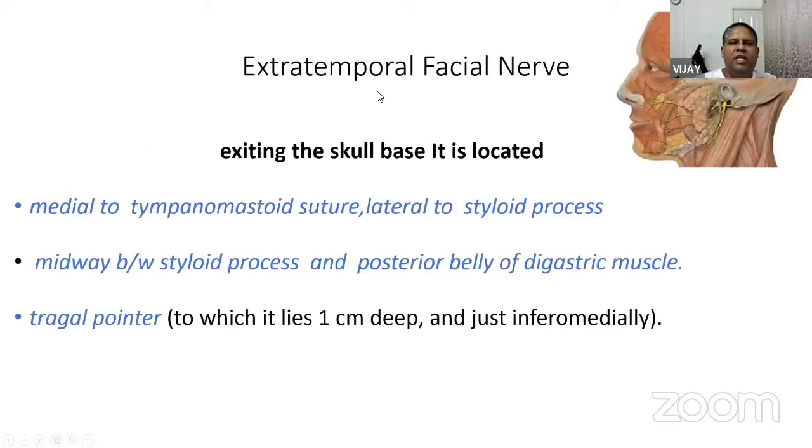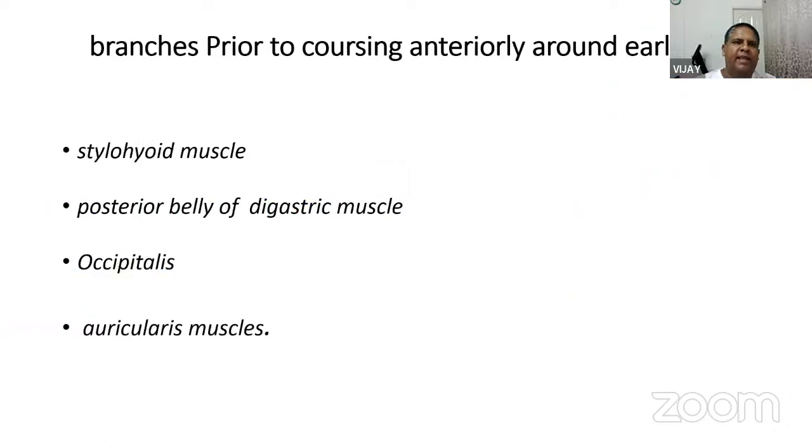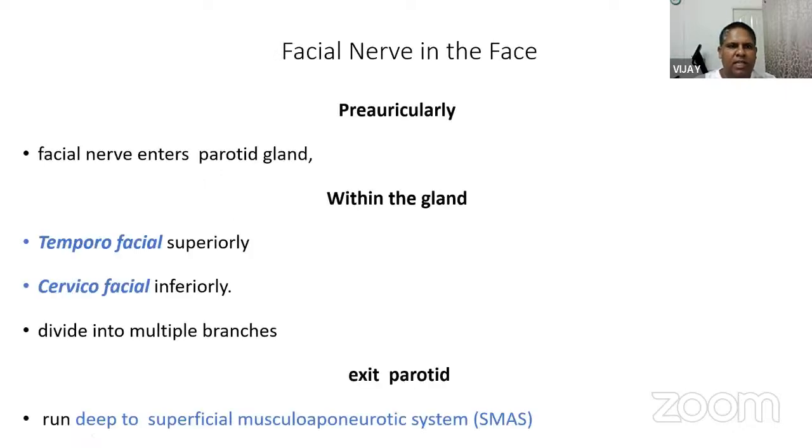The facial nerve, extratemporal part, exits the skull base medial to the tympanomastoid and lateral to the styloid process. It is between the styloid process and the posterior belly of the digastric muscle. The tragal pointer points to the facial nerve, which is 1 centimeter deep and just inferomedial. The branches it gives while winding around the ear lobe are branches to the stylohyoid, posterior belly of the digastric, occipitalis, and auricularis muscle.